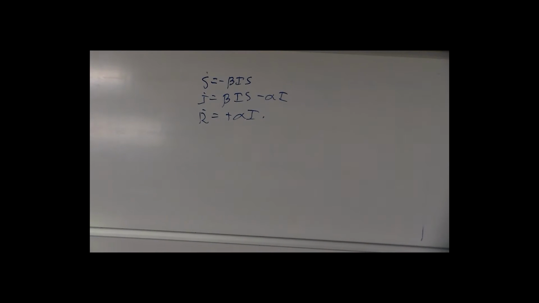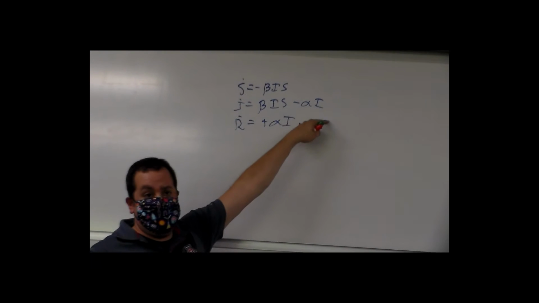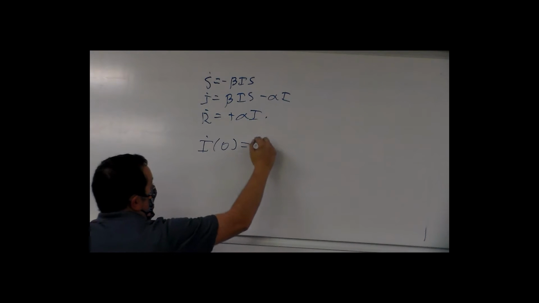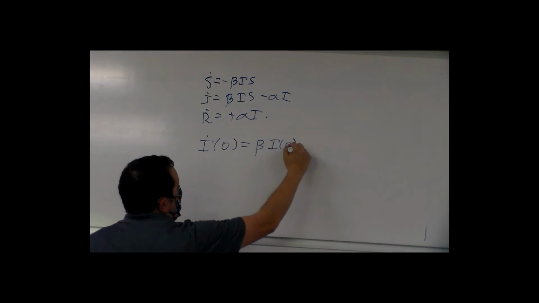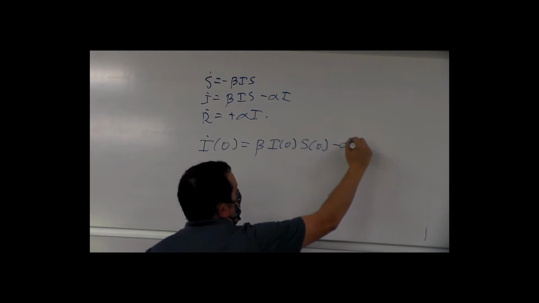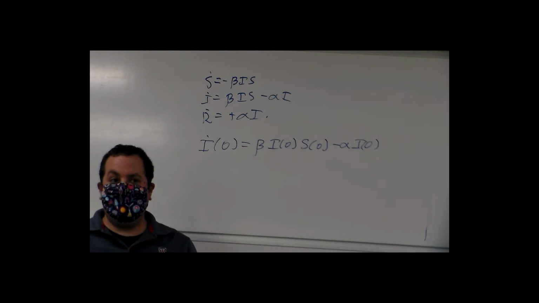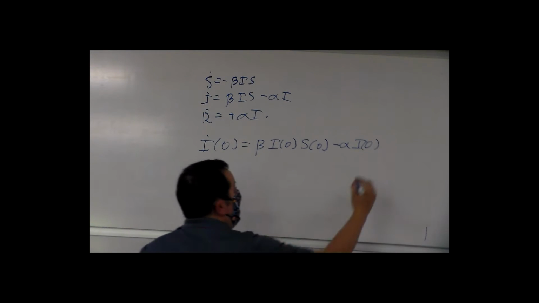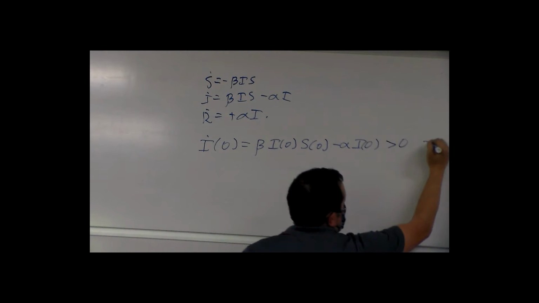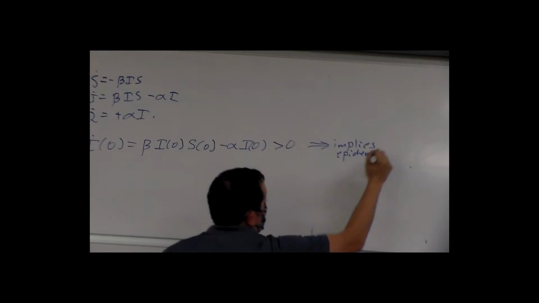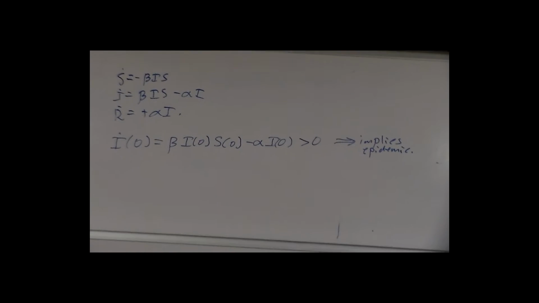So literally I'm asking I dot of 0, right? This is I dot as a function of these things, right? So I dot of 0 is beta of I of 0 times S of 0 minus alpha I of 0. That's it. This is the condition. If this quantity is greater than 0, this implies epidemic. That's it. Nothing more than that.